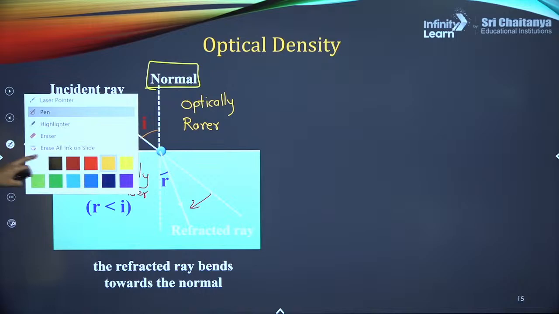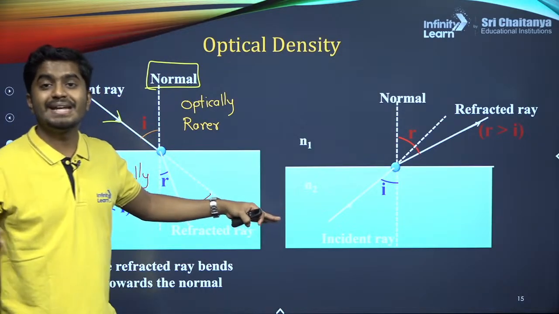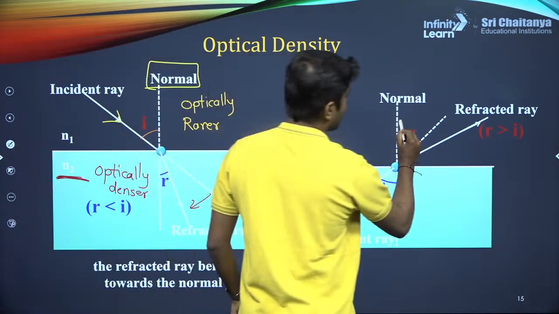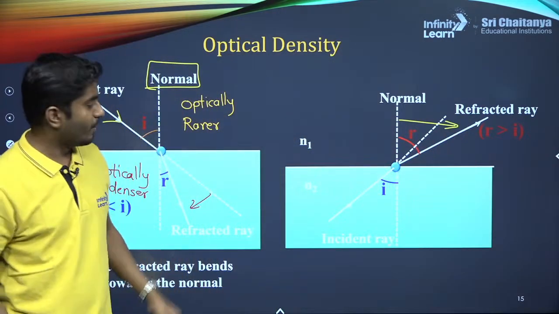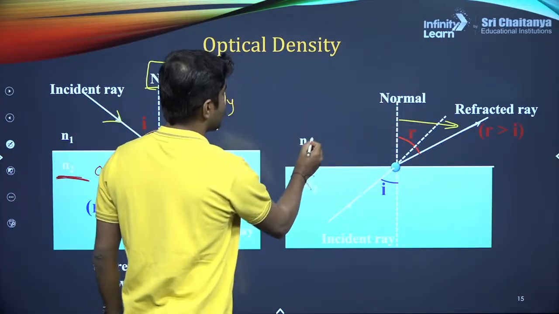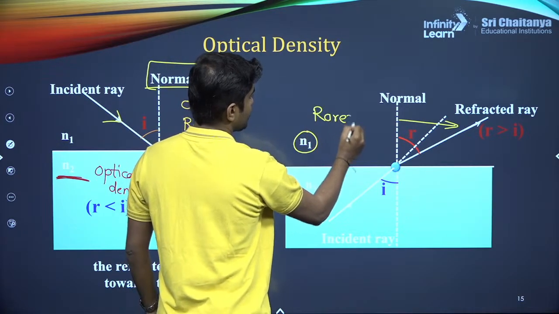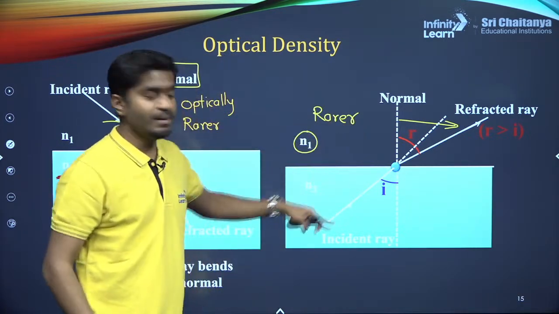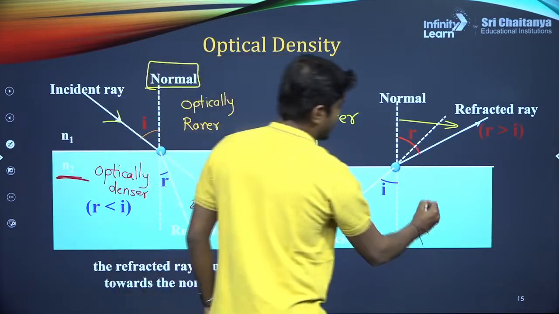एंड एग्जैक्टली अपोजिट थिंग विल हैपन व्हेन द लाइट इज बेंडिंग अवे. सो यहां पे दिख रहा है नॉर्मल से लाइट क्या हो रही है, बेंडिंग अवे फ्रॉम द नॉर्मल. सो जब भी लाइट अवे फ्रॉम द नॉर्मल बेंड होती है, सो दिस वन इज गोइंग टू बी रेयर मीडियम and the first medium would be the denser medium. There is a denser medium.